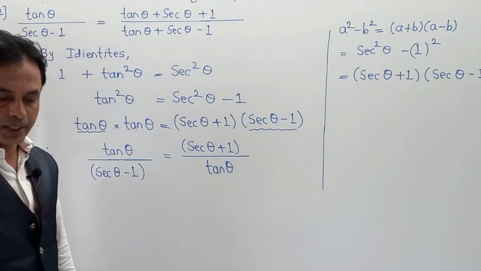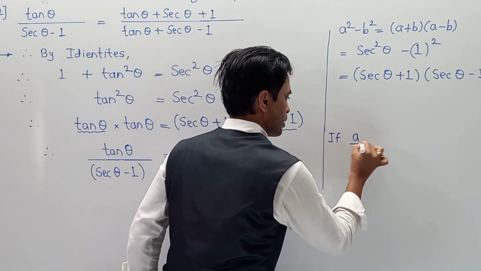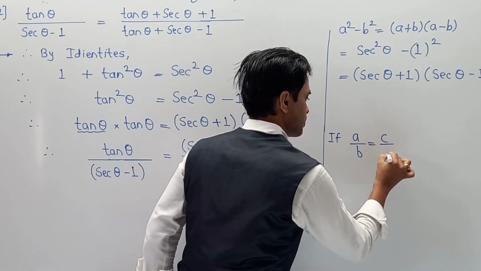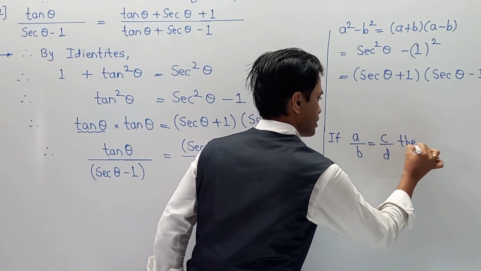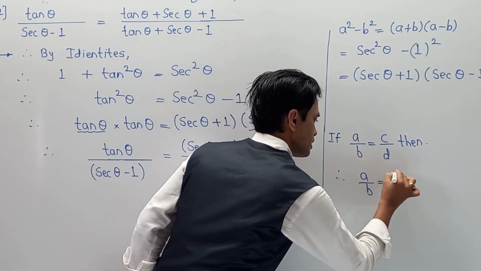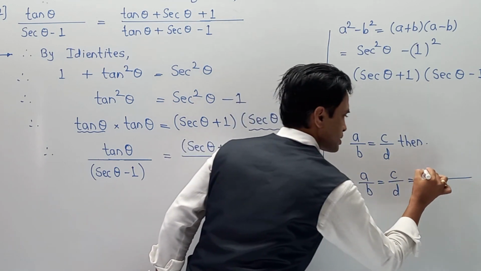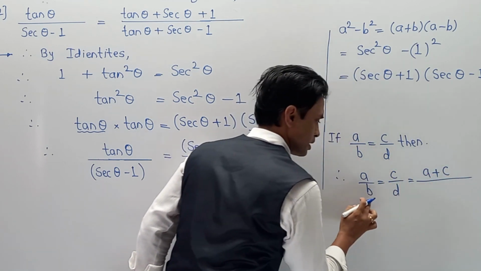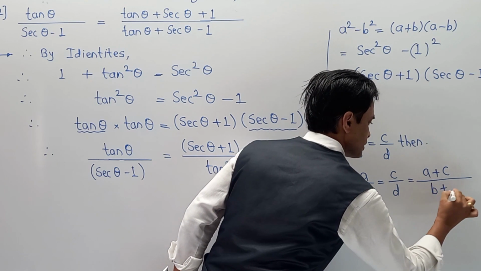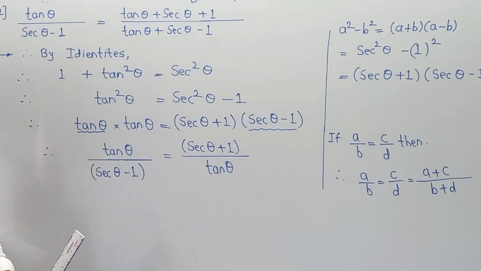Theorem of equal ratio indicates that if A upon B is equal to C upon D, then A upon B is equal to C upon D is equal to A plus C upon B plus D. This part we already completed in 9th standard. Now making application of that.